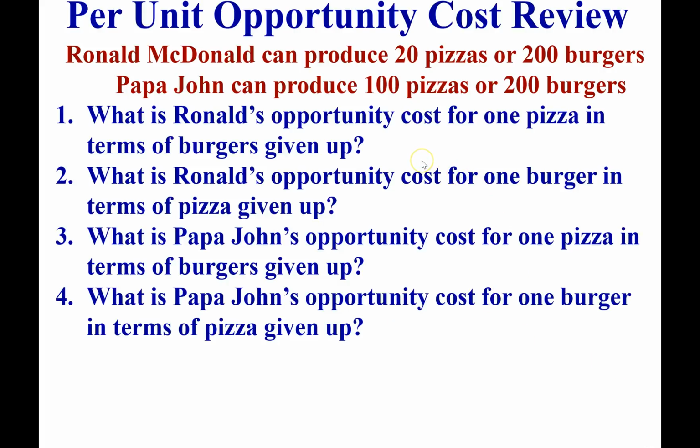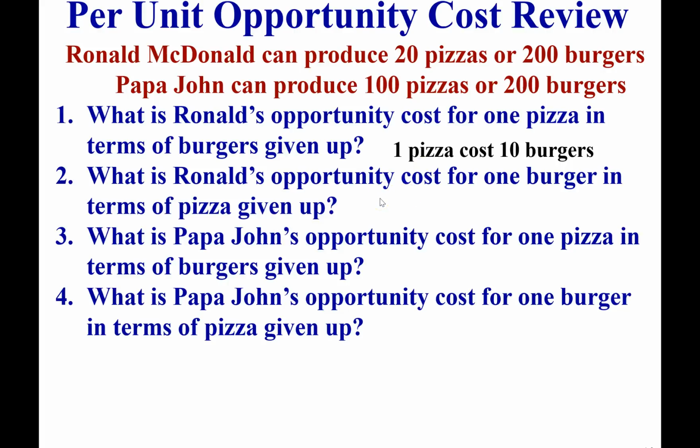So with Ronald's opportunity cost for one pizza, well, he could produce 20 pizzas or 200 burgers. If we put into the formula, the opportunity cost, what he gave up, was he made one pizza in terms of burgers, so 200, and he produced 20 pizzas. So if we standardize that to the per unit, we can see that each pizza cost 10 burgers, right? So 200 divided by 20.